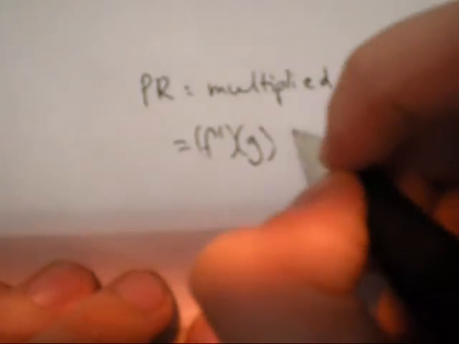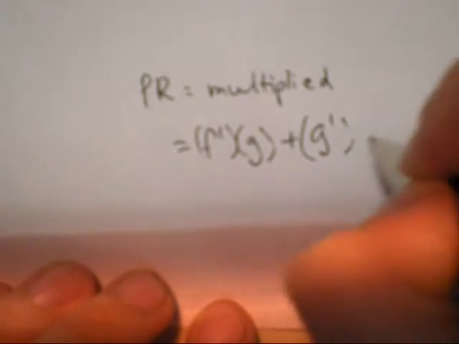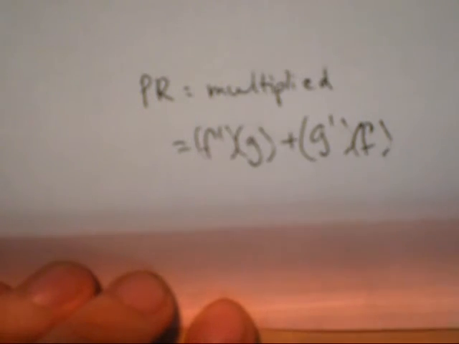So basically, like I said, remember that we use the product rule when two functions or just two x variables are being multiplied. And just remember it equals f prime times g plus g prime times f. And it's that easy.